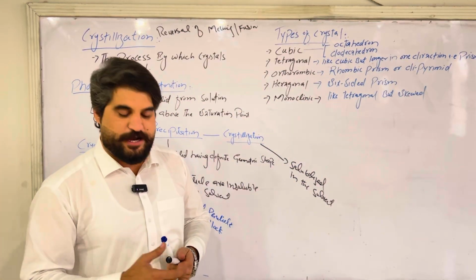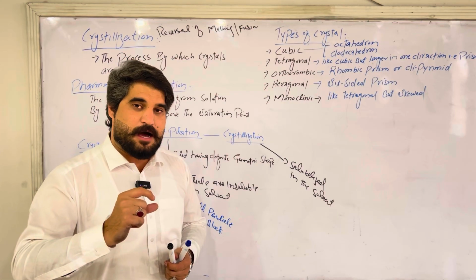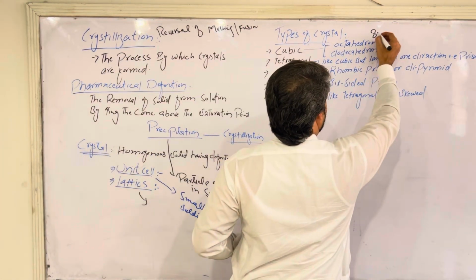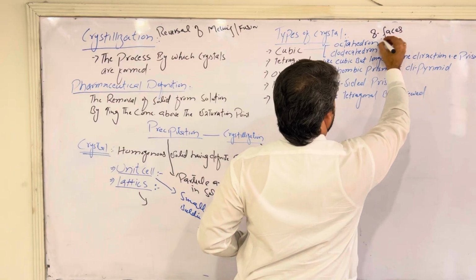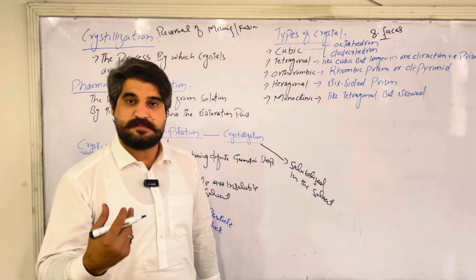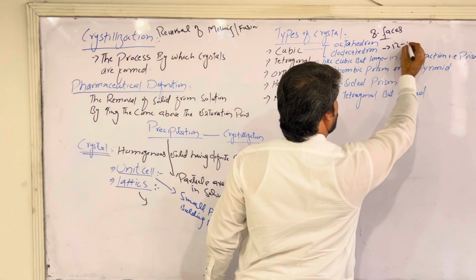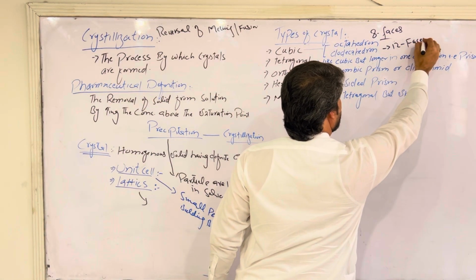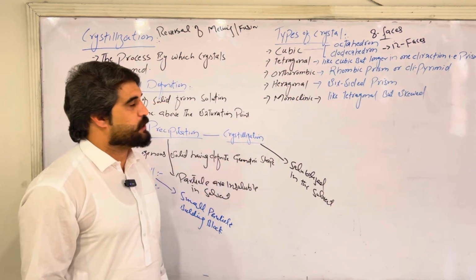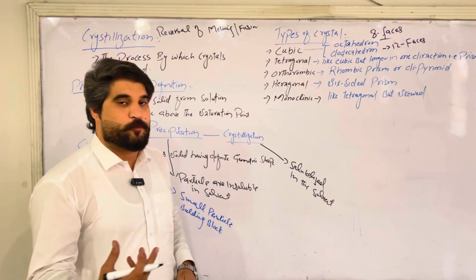What is octahedron? Octahedron means the particle or the cube will have 8 faces, while dodecahedron means that the crystal will have 12 faces. Next one is tetragonal. Tetragonal is actually like a cubic crystal.